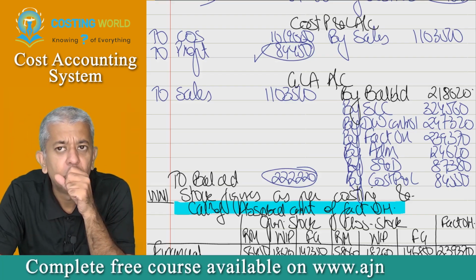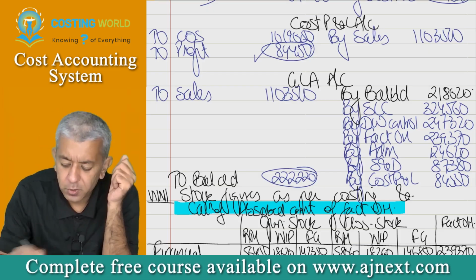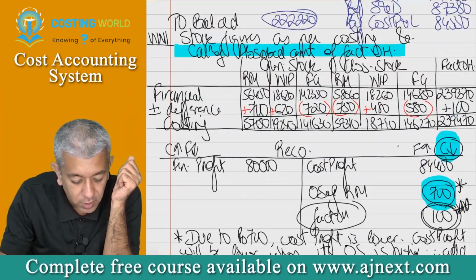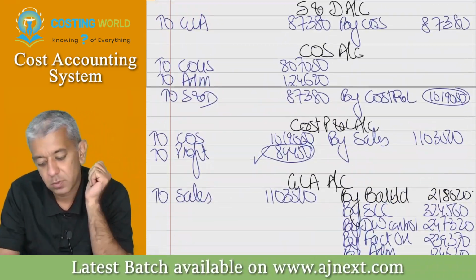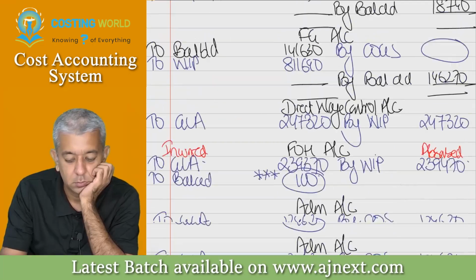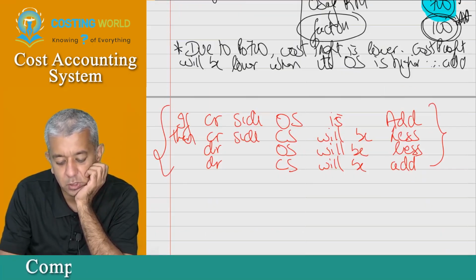Done, everyone? Now, just do one thing. Write down your working note 2 below. Write down: administration has been assumed to be general.